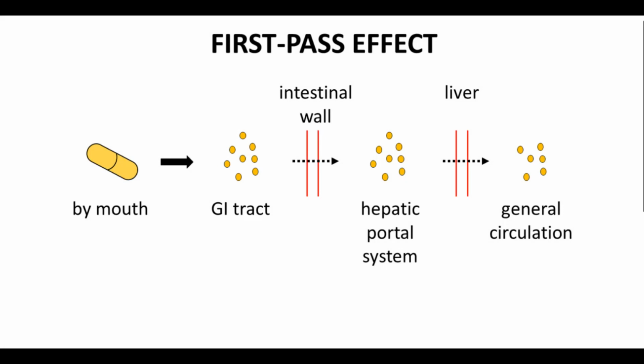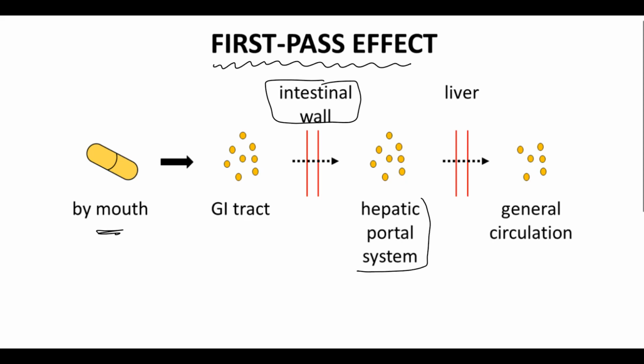Why isn't all the dose absorbed? There are several factors, but the most important is the first pass effect. The pill enters the GI tract, dissolves and releases the drug. The drug is then absorbed across the lining of the GI tract and enters the hepatic portal system, a special branch of the circulatory system for nutrients from the GI tract. Before entering general circulation, blood from the hepatic portal system passes through the liver. The liver, the primary site for metabolism, breaks down a fraction of the drug.